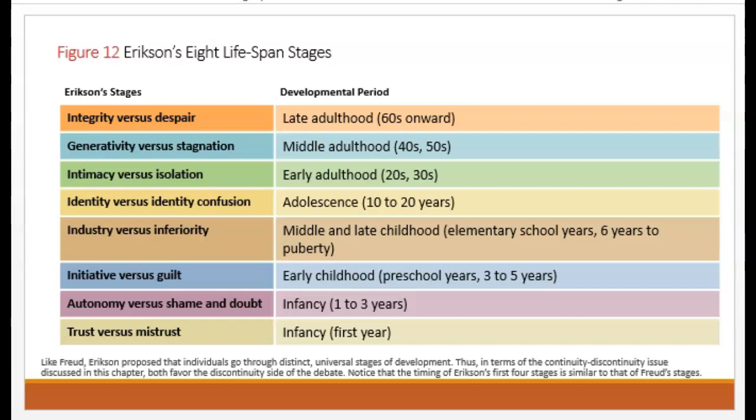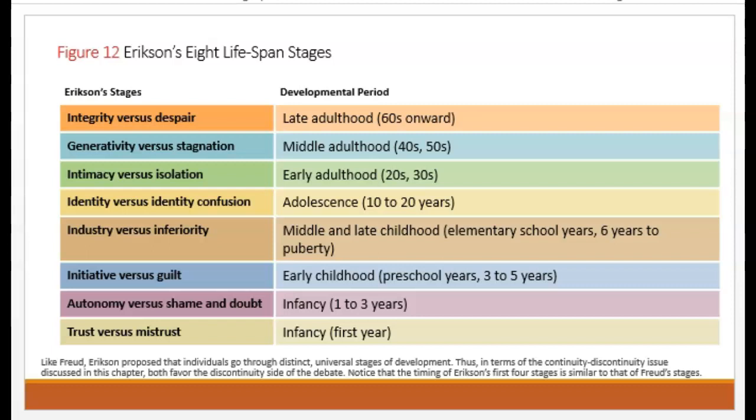The next stage is autonomy versus shame and doubt. Here, a toddler is trying to gain a sense of bodily independence. Toddlers are always wanting to do things for themselves, dress themselves, buckle their own seatbelt, pour their own cereal. If they're constantly told, no, you're too little, or no, I need to do that for you, then they start to doubt their own abilities.